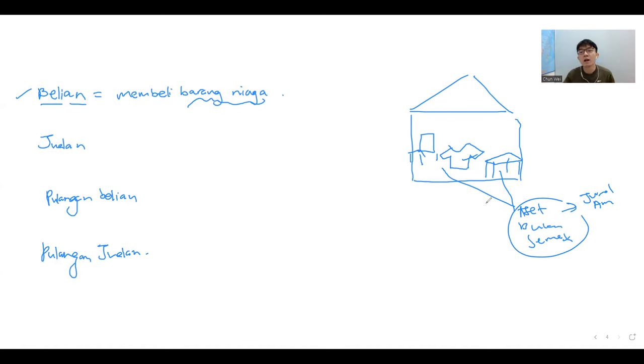Right? But if I say, saya beli baju, which is my barang niaga, therefore I have to record in my jurnal khas. Which part of the jurnal khas? You beli baju, therefore it is in jurnal belian. So belian means beli barang niaga. Then jualan, simple lah. Jualan is actually menjual barang niaga.